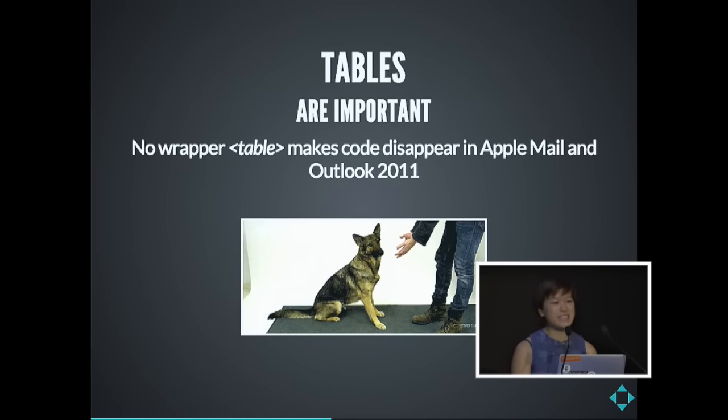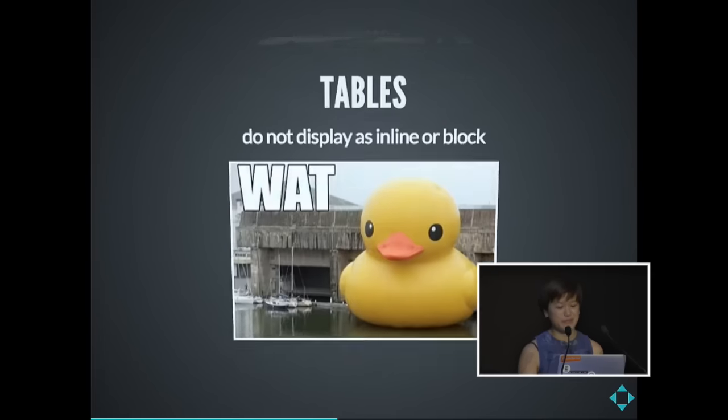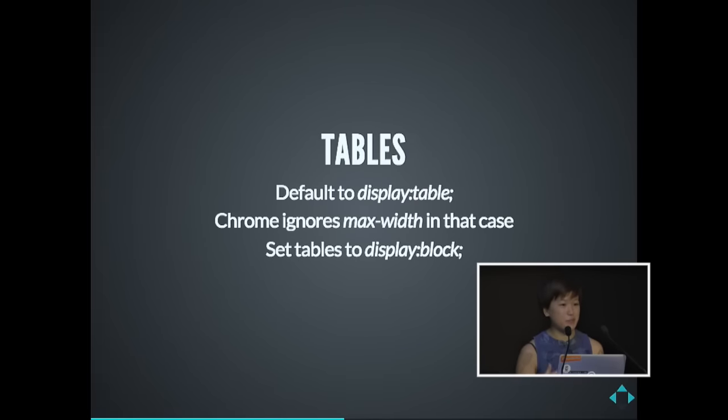Tables are really important in emails. If you don't have a wrapper table in your email, it actually makes all of your code disappear in Apple Mail and Outlook 2011. So make sure you have that outer table. Something I also found out was that tables don't display as inline or block or inline block. And I was like, what? What does that mean? Well, tables actually default to display as table. But in that case, Chrome will ignore a max width that you set on your emails. So you definitely want to set your table to display as block.